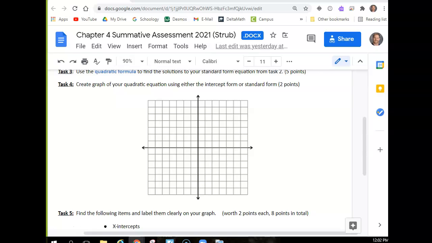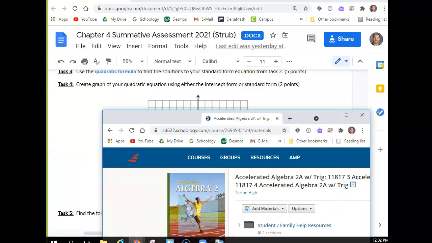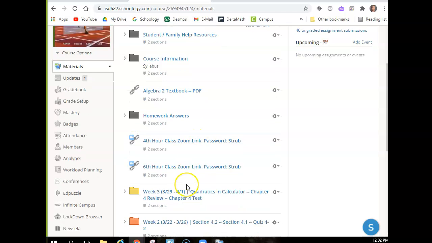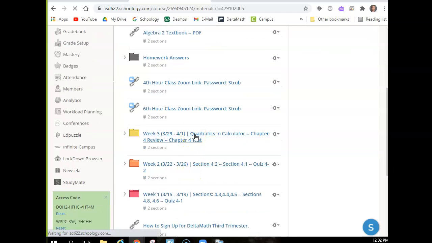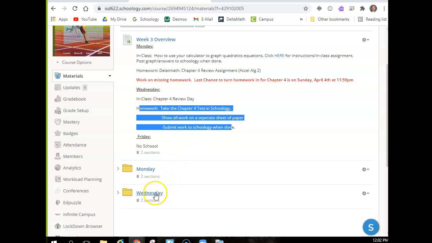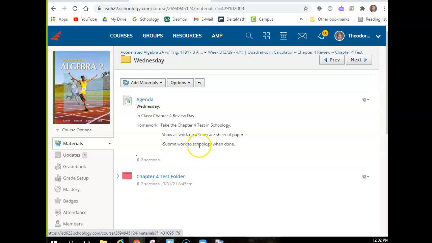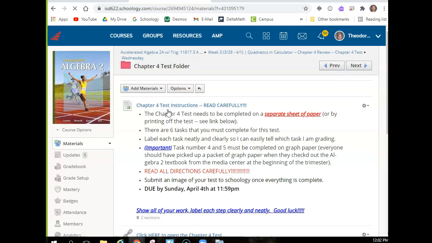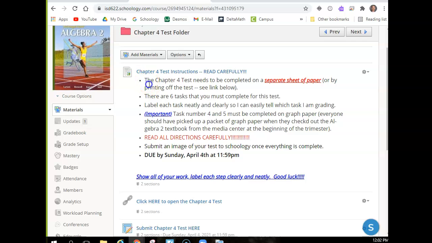So let me show you just one last thing. Where do you find this? All right, so if I go to Schoology, here's our Schoology page, and I scroll down to week 3, in the agenda, it has the homework for tonight, but then you can go to the Wednesday folder. If you go into the Wednesday folder, everything is right here in this red folder that says Chapter 4 test. When you click on it, I wrote just some things that you have to be aware of.